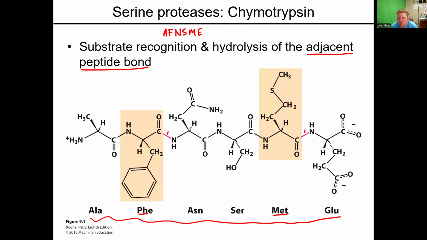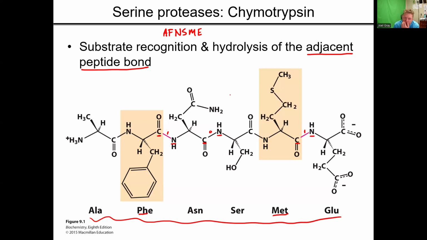If you look at those bonds, what you'll notice is that there's a carbonyl carbon going to a nitrogen. Carbonyl carbon going to a nitrogen. That is a peptide bond. That is the peptide bond that chymotrypsin will cut after. Now, if you look at the rest of this molecule and try to find another carbonyl carbon going to a nitrogen. Here's a carbonyl carbon. Here's a nitrogen. This right here is a peptide bond. Chymotrypsin is not going to cut that.